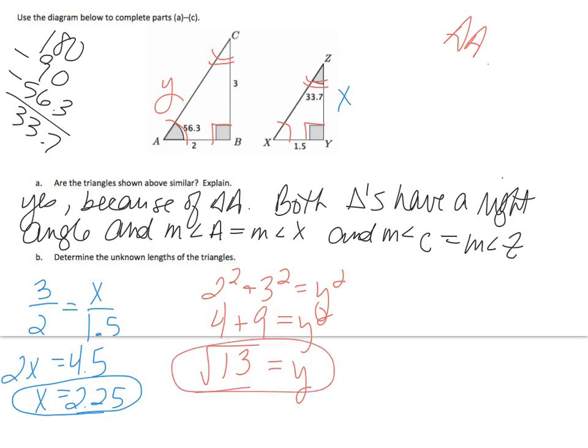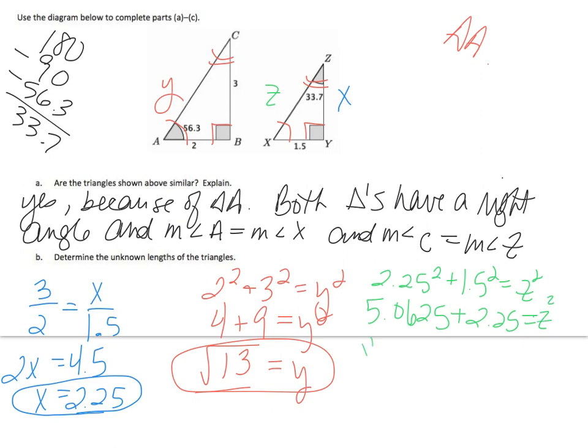Cool. Now let's look at the other unknown side, and let's label this one z. I'm going to do the Pythagorean theorem again, since we know what x is now. 2.25 squared plus 1.5 squared equals z squared. 2.25 squared is 5.0625. 1.5 squared is 2.25. Okay, let's add that up.